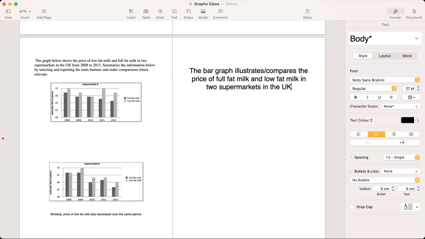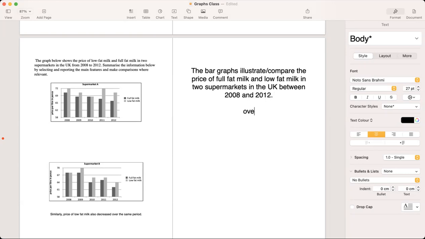The bar graphs, you can write bar graphs, I don't mind. If you write bar graphs, then you write illustrate, and if you write bar graph, then you write compares. I don't mind calling them bar graph or bar graphs, both would be correct. I don't think that's an error. In the UK, between 2008 and 2012. So I wrote the introduction like this. I do not overspend time on this. That's what I wanted to tell you. For me, this is it. It's a short introduction and I don't spend time on it.